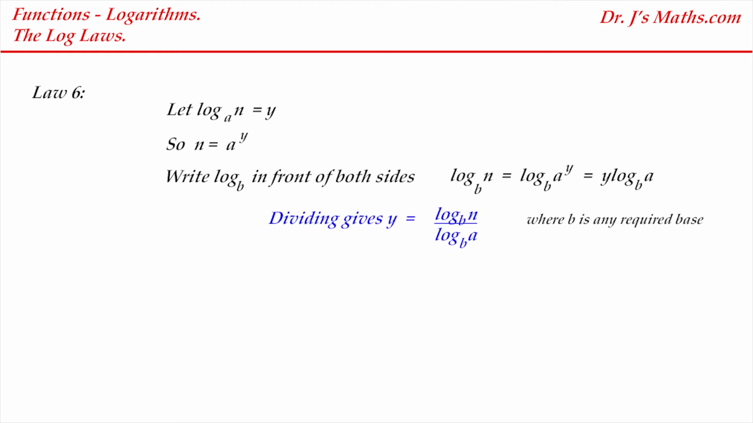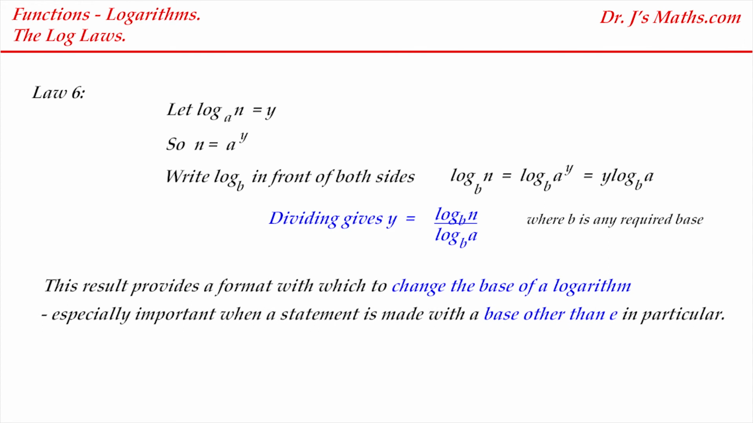Now dividing gives us y is equal to log of n to the base b divided by log of a to the base b, where b is any required base that we want. This result provides a format for us with which to change the base of a logarithm, and that's especially important when we make a statement to a base other than e in particular. Therefore, log x to the base 5 can be rewritten as log x to the base e over log 5 to the base e if we want e to be the base, or we could write log x to the base 10 over log 5 to the base 10 if we wanted 10 to be the base.